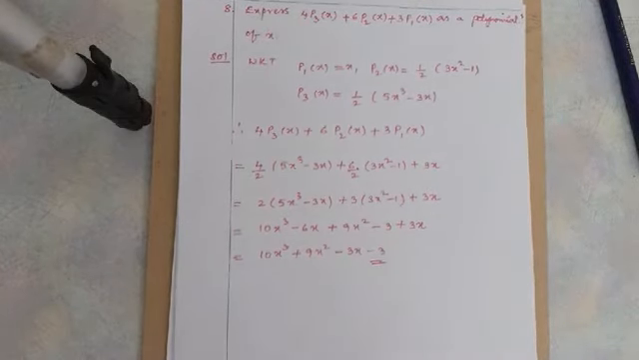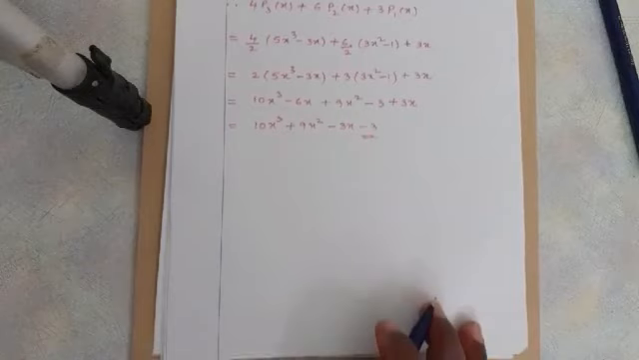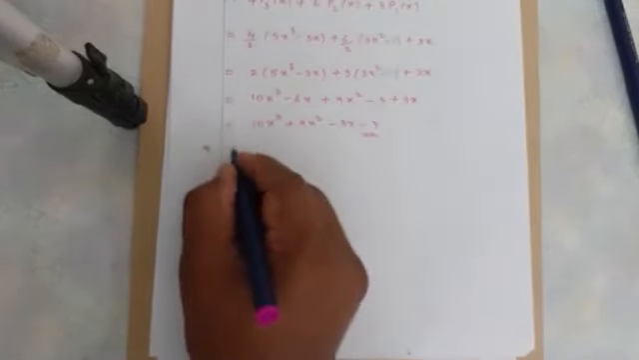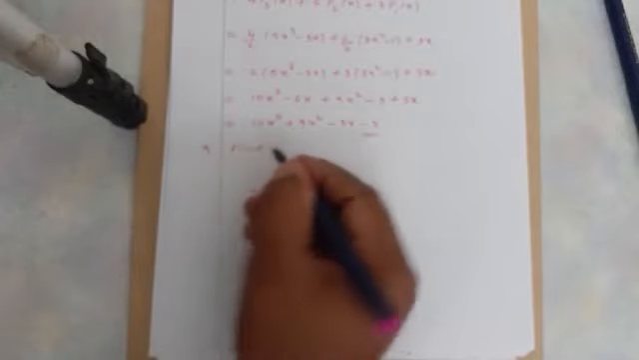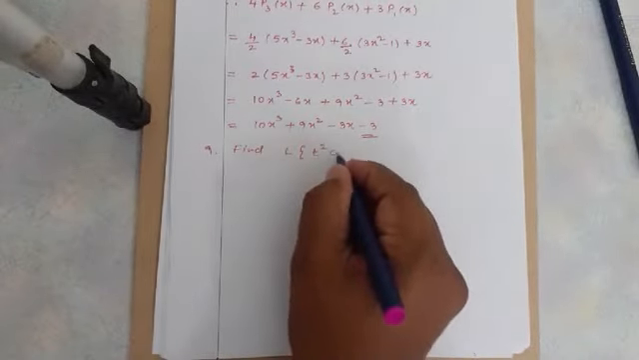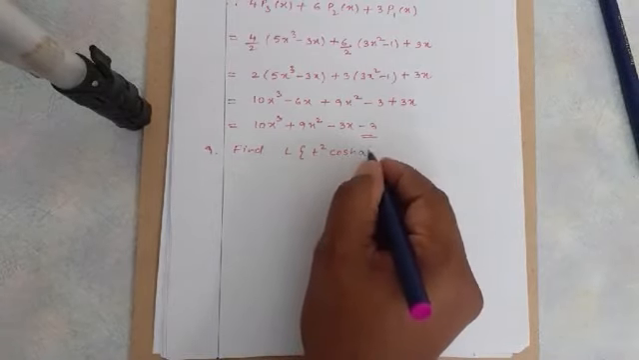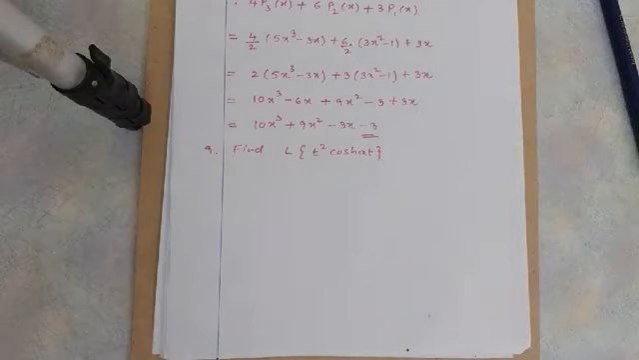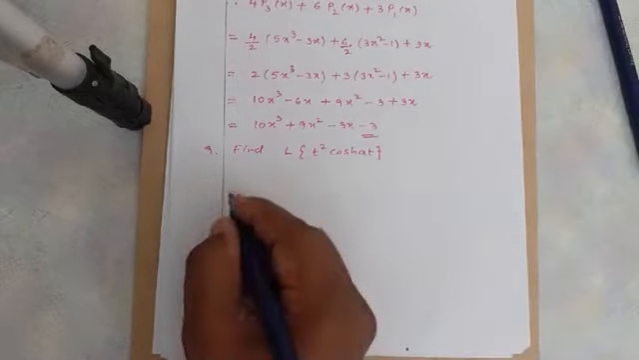Now let us go for the 9th question. The 9th question is: find the Laplace of t^2 cosh(at). It is given. We have to find the Laplace of t^2 cosh(at). So as we have done in the previous problem, this problem is from multiplication by t.